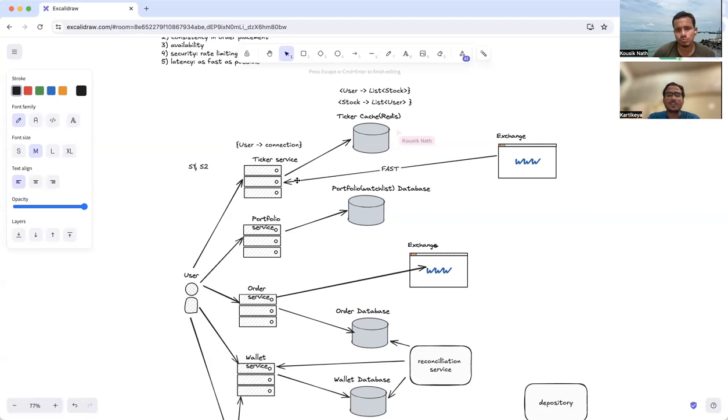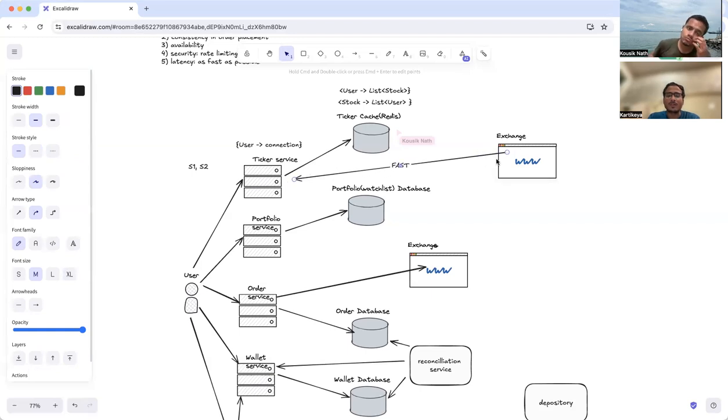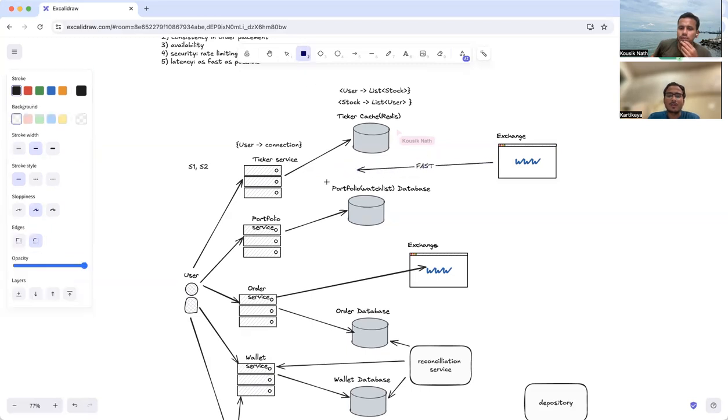What happens when the exchange sends the data? The exchange should be sending the data to only one server. It cannot send to multiple servers, so there is no sort of broadcast there. So there should be some other server here which is connected to the exchange, and this server is responsible for broadcasting that data to the different servers.